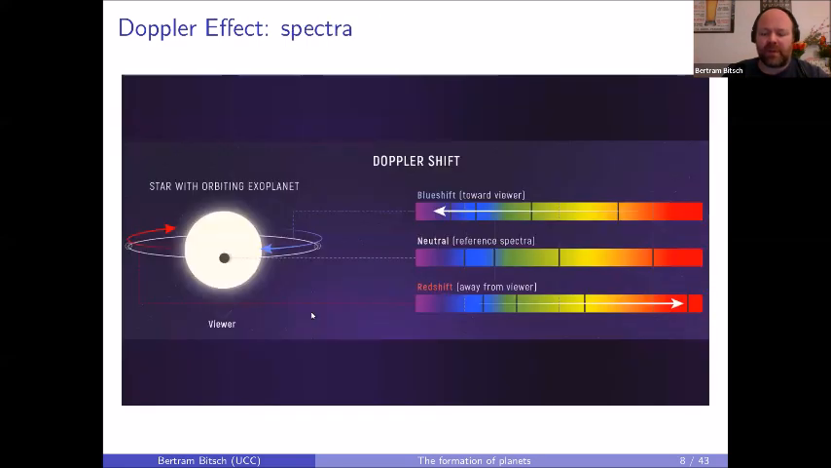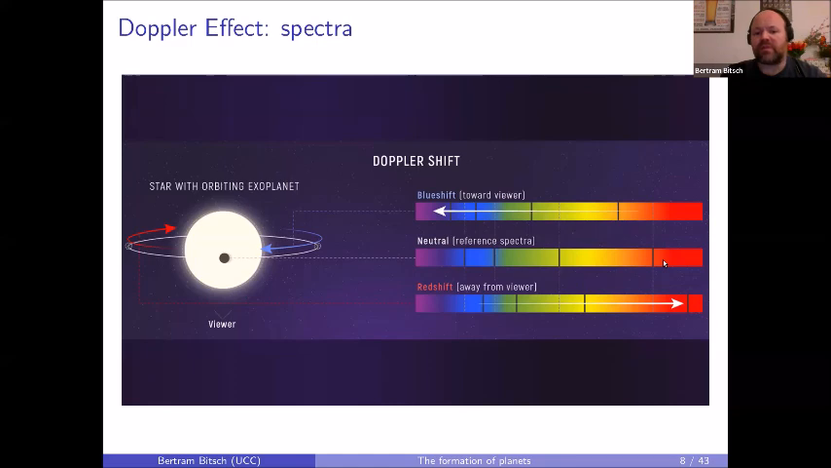Now, we can actually apply this to find planets. Because if a planet is orbiting the star, both of these objects will not stay fixed. They will actually orbit around their common center of mass. And this means we can observe a shift in the frequency that we observe. So in the neutral scenario, we have a reference spectrum where, let's say, we would have a star without a planet. We would see the spectrum exactly as it is. You see these small contributions here, these black lines in this colorful spectrum.